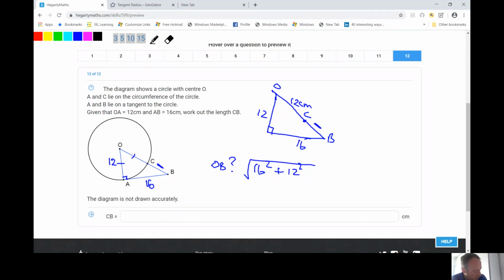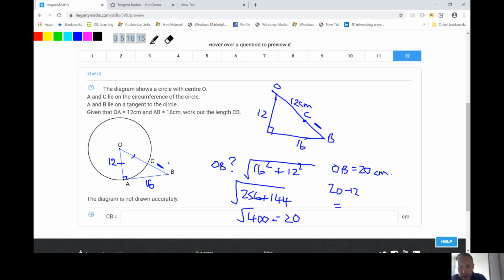So let's do 16 squared is 256, plus 12 squared is 144. That should be 400, shouldn't it? So I'm looking for the square root of 400. Well, that is 20. So O to B is 20 centimeters. So if O to B is 20 centimeters and O to C is 12, I just do 20 take away 12, and I get 8 centimeters. So the answer, C to B, is 8 centimeters.